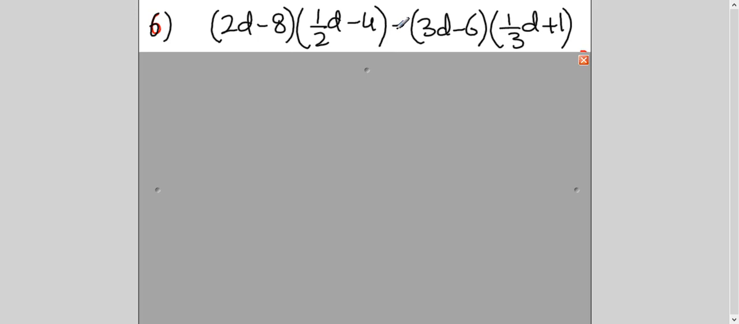Okay, now let's see here. Now why this confuses the student? Because of this fraction. So do not get confused. Exactly 100% same thing. Just write fraction carefully and handle it.